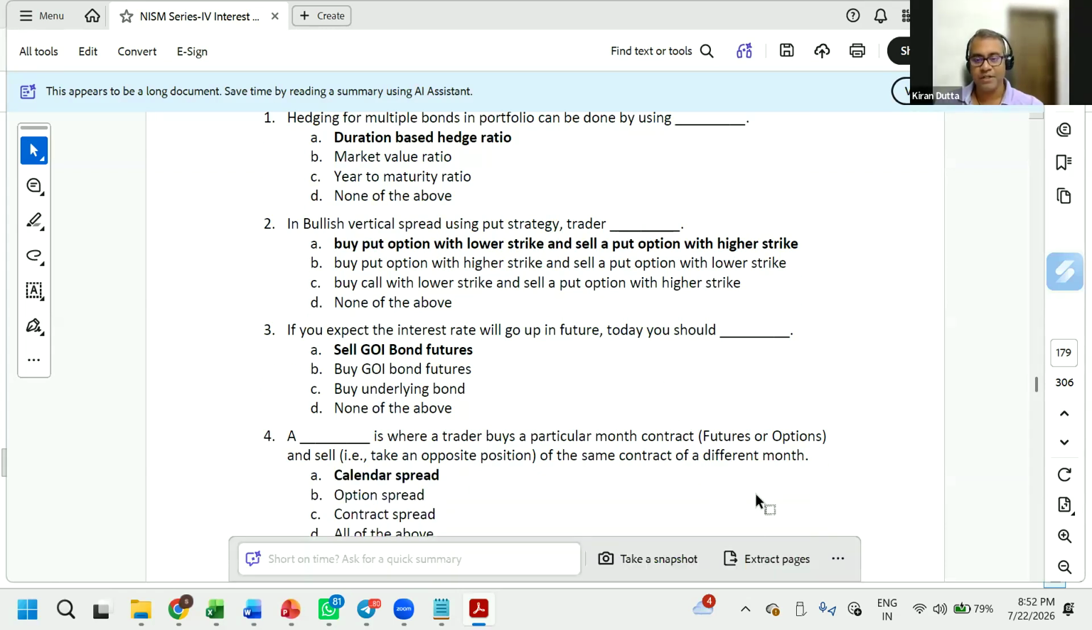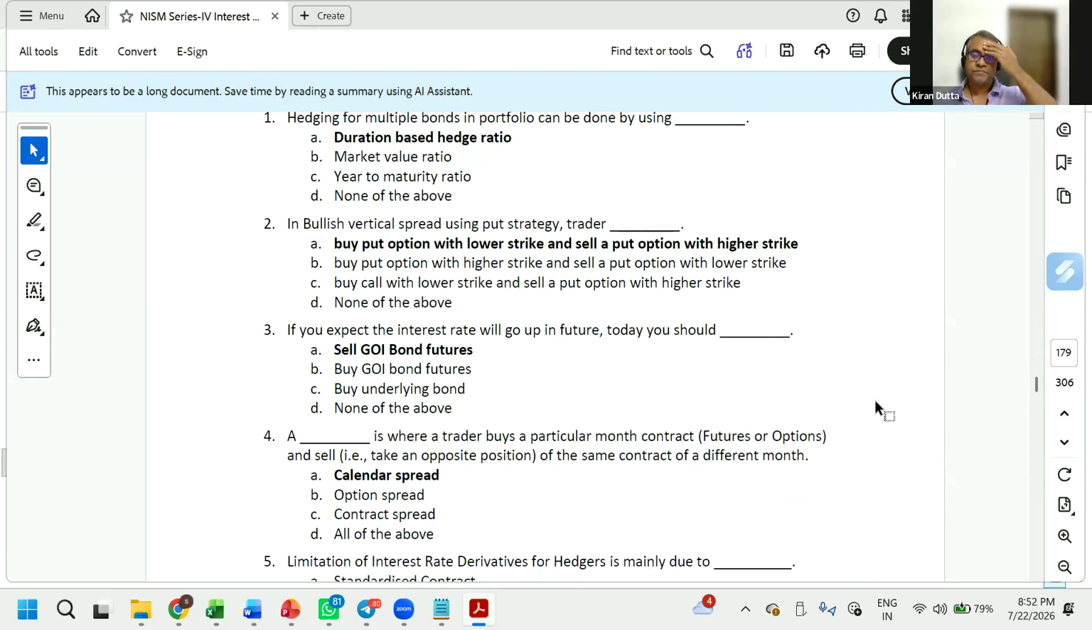Dash is where a trader buys a particular month contract and takes the opposite of the same contract in a different month. Calendar spread. Whenever there is a different expiry, I won't say go blindly, but you go through the sentence, and most of the times the answer will be calendar spread only.